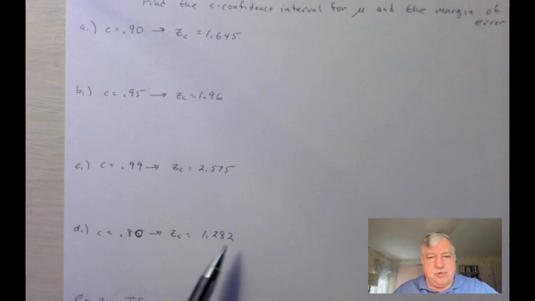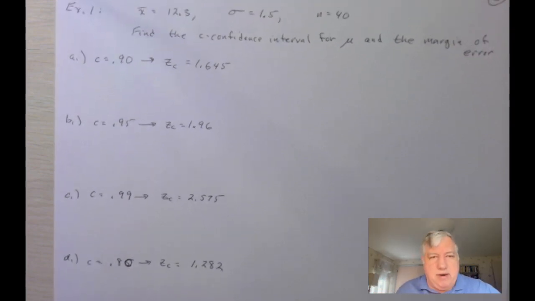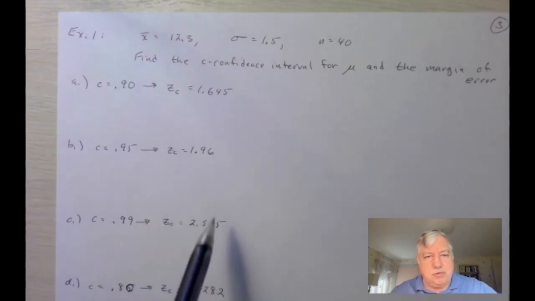But we won't use this too many times because really you don't want to announce to your employer, oh, I'm 80% confident that this is true. No, you'd like a confidence level in the 90s. So we usually use these three numbers.